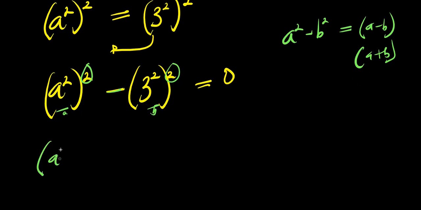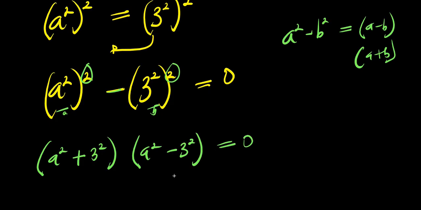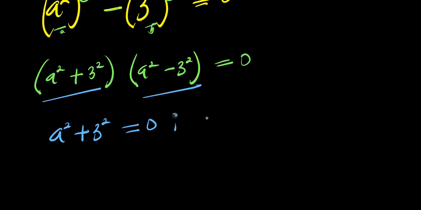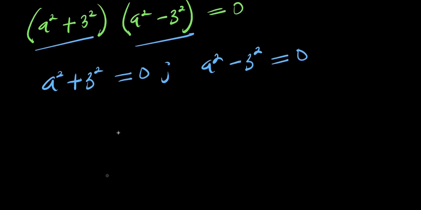You have a squared plus 3 squared times a squared minus 3 squared, and this equals 0. So at this point, we equate each of these to 0 and have a squared plus 3 squared equals 0, and also a squared minus 3 squared equals 0. So what we need to do is to solve these individual equations. Let's start with this one here.